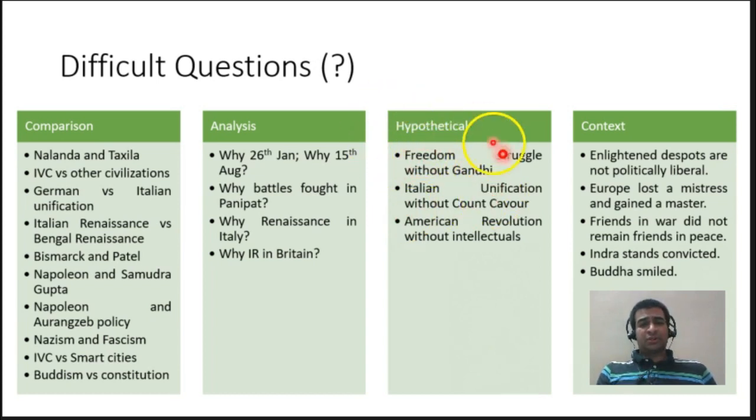The next type of questions are called hypothetical questions. A hypothetical question is something which has never happened. None of the history textbooks talk about hypothetical questions because history is based on facts and figures. History is like a science. It only talks about those events which have happened, not those events which could have happened. Just to give an example, everyone knows that Gandhi played a very important role in our freedom struggle. But the question being asked is how that freedom struggle would have been different without Gandhi.